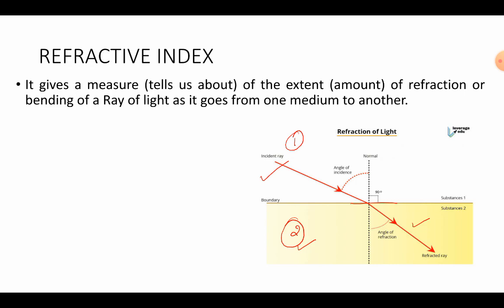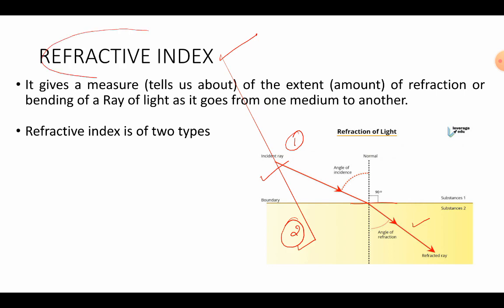But how do we get to know the extent or the amount of refraction, or the amount of bending of the ray of light as it goes from one medium to another? This we get to know from a physical quantity, and that physical quantity is called the refractive index. So what is the difference between refraction and refractive index? Refraction only tells that a ray of light, when it travels from one transparent medium into another transparent medium obliquely, will bend. But the extent or amount of refraction will be given by the physical quantity refractive index.